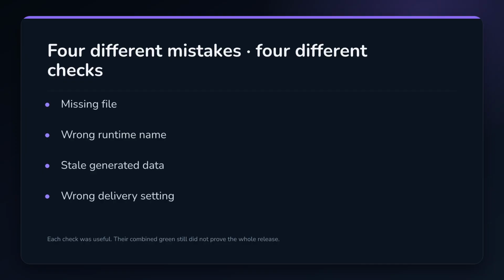These checks were not redundant. Each one caught a different mistake, and we had already made versions of all 4 in the real project. Our mistake was treating green answers about 4 individual steps as proof that the entire delivery chain was healthy. Once we knew why each check existed, we tried to break the checks themselves.